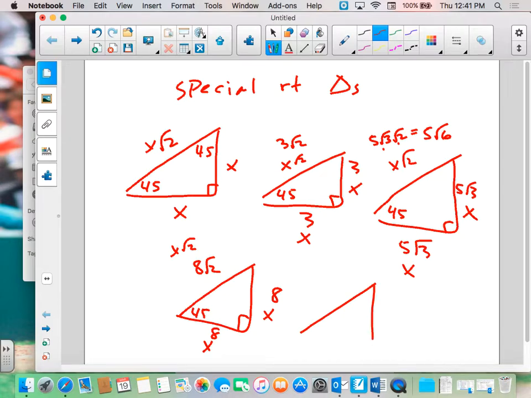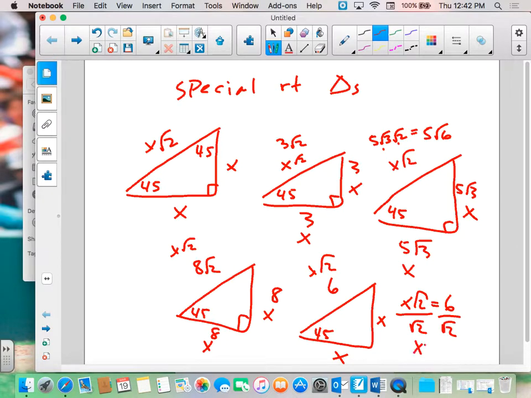So let me give you the one more difficult case. What if this side is 6? So we've got x root 2. That means that x root 2 equals 6. Well, how do you solve that for x? You divide both sides by root 2. So I've got x equals 6 over root 2. Well, you can't have a square root on the bottom, so you've got to multiply the top and the bottom by root 2. You would get 6 root 2 over 2.